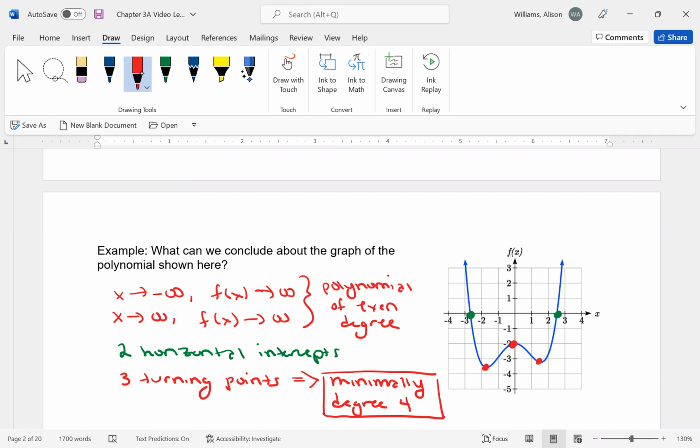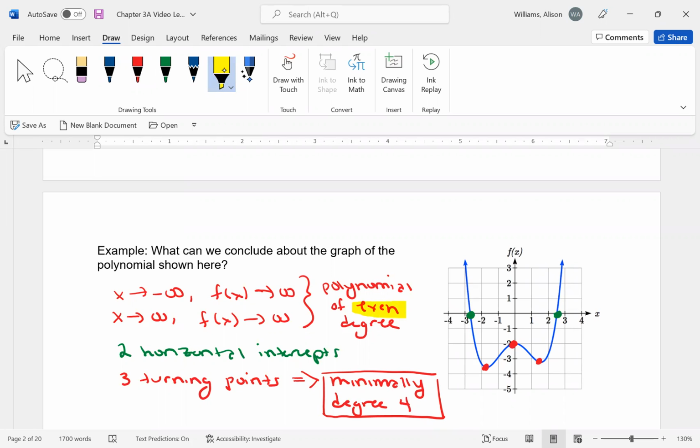I'm basing that on the turning points, but the other information really secures that, the fact that I knew it's going to be an even degree. Oops, I'm supposed to switch the highlighter there. And of course, I'm going to end up erasing more than I wanted. Yep, of course. There we go. I wanted it to be even degree.